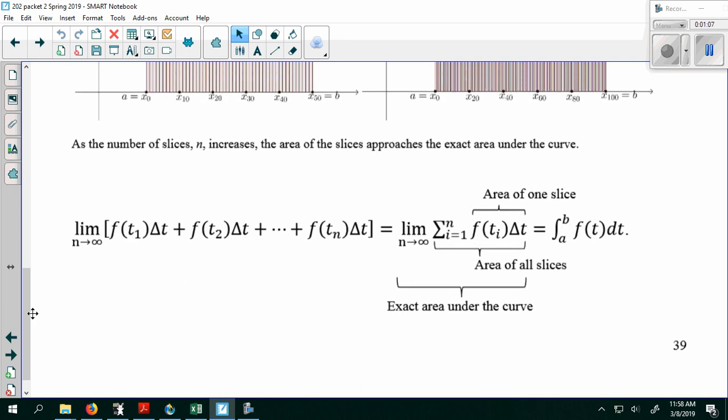So I'm using x as my independent variable in all these pictures, and then I accidentally switched to t here, so these should all be x's.